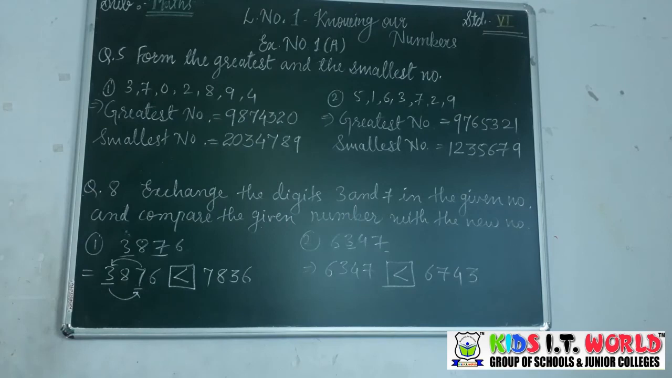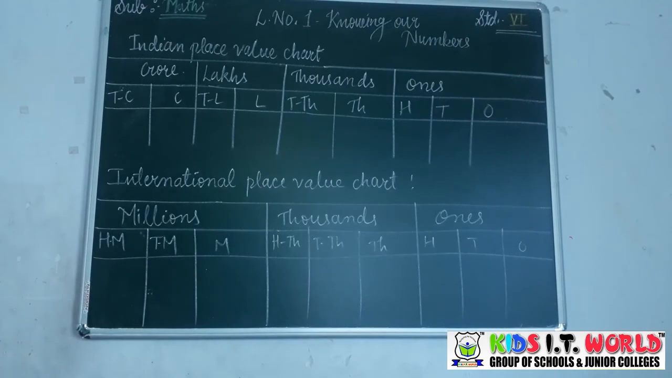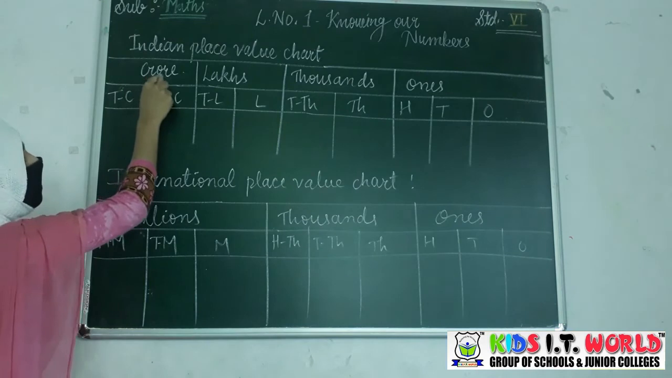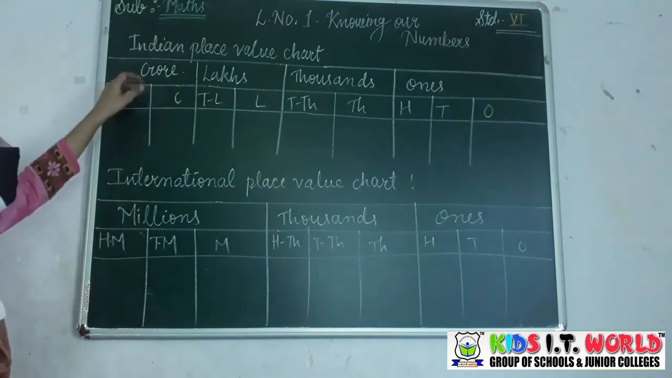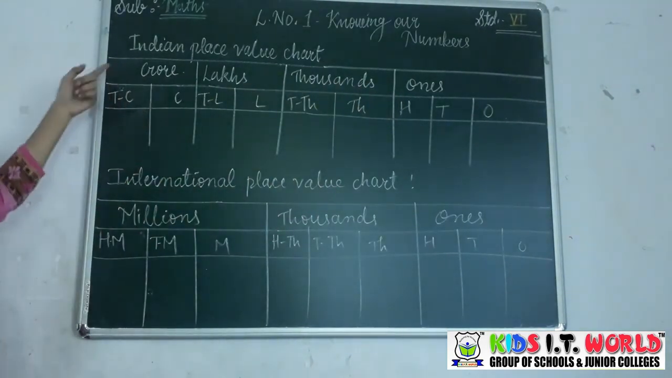Now we will see the Indian place value chart and the international place value chart. In the previous year you learned about the Indian place value chart and some points about the international place value chart. So here in the Indian place value chart, whatever is given to you in the first column is called periods. So crore, lakh, thousands and ones are called periods, and these are the places of this period.